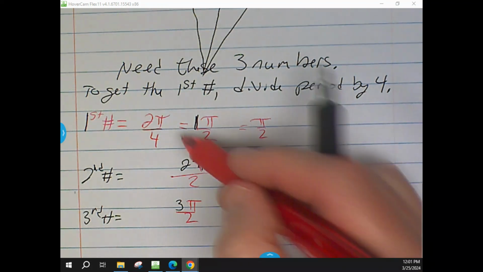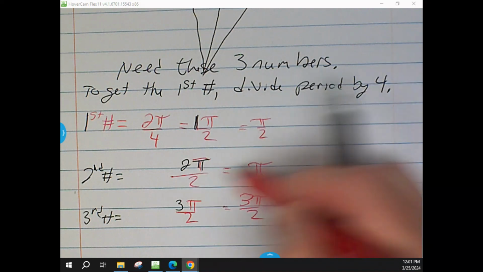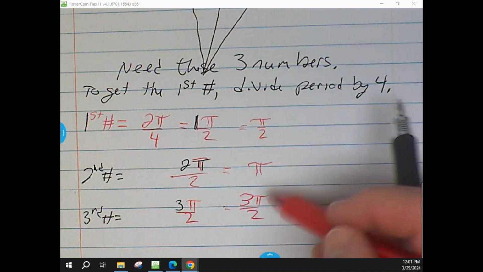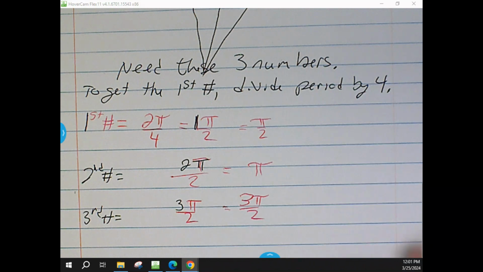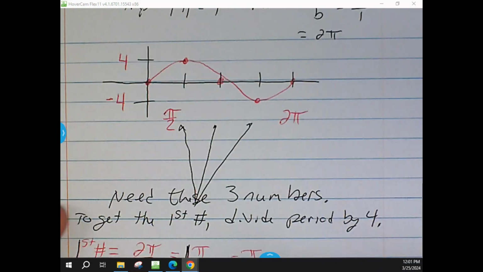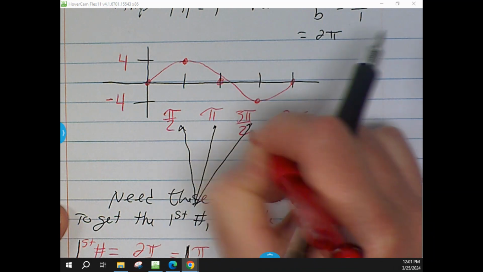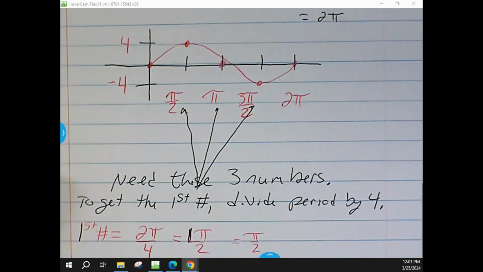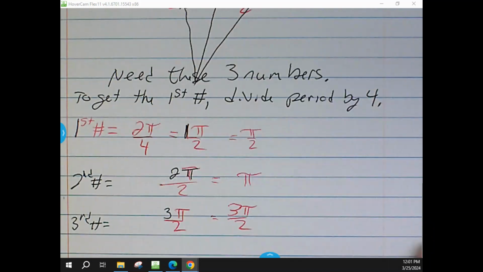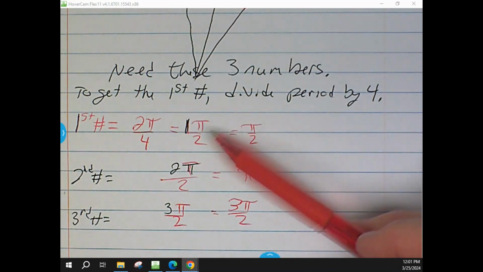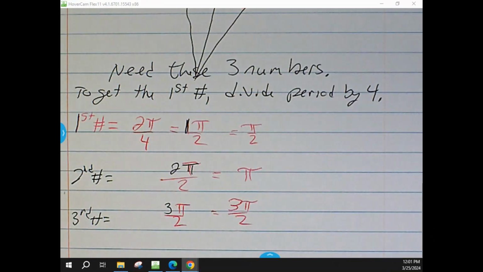So this one, we got 1 pi over 2. This one's 2 pi over 2. The 2's cancel, we get pi. So then that's our 3 numbers we're looking for here. Okay, and that's honestly going to be the hardest part of what you do on this one, is getting that first number. But once you get the first number, it's easy, because then it's just 1, 2, 3 after that.